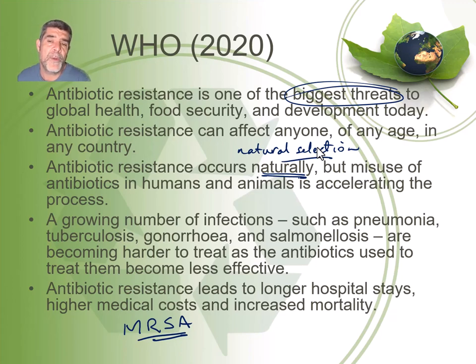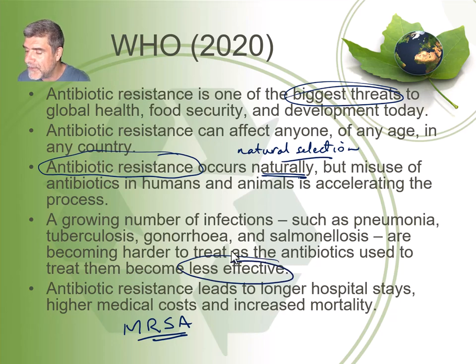One of the problems, though, is some of the misuse that we've seen of antibiotics in humans and also in animals is accelerating this process of antibiotic resistance. So antibiotic resistance would always happen, but the problem is the rapid pace at which it's happening. So what the World Health Organization is seeing is a growing number of infections from bacterial diseases such as pneumonia, tuberculosis, gonorrhea, and salmonellosis. And they're becoming harder and harder to treat as the antibiotics used to treat them become less effective.